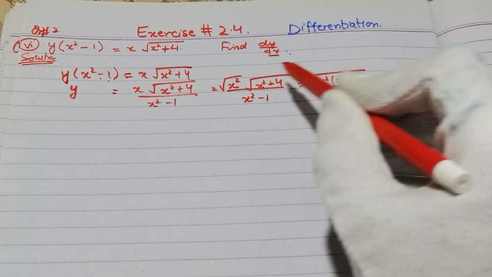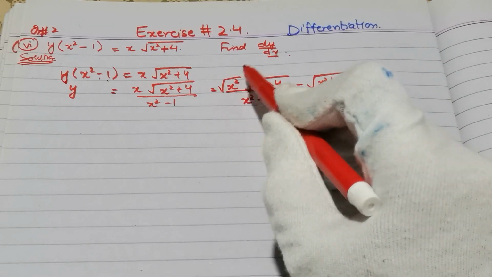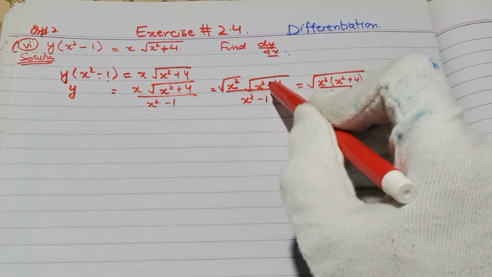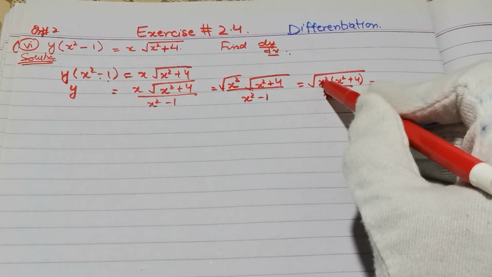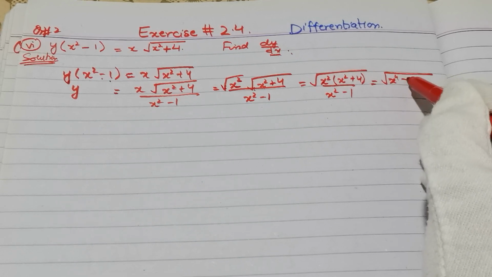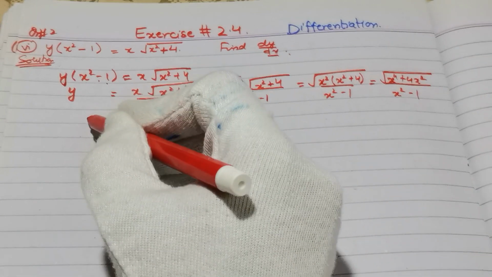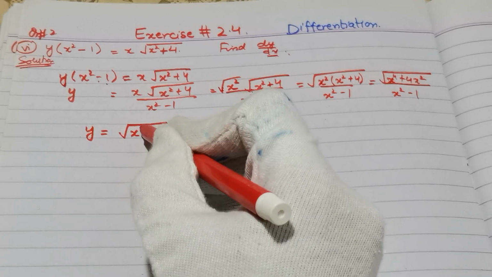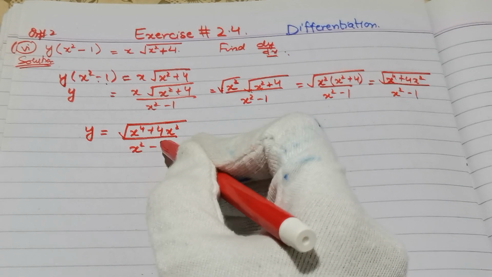Now we'll take them in one root. These are two roots, 2 and 1 by 2 cancel each other. Now we combine these two by taking these two terms in one square root. So now we will multiply these two, and we will get x to the 4 plus 4x square divided by x square minus 1. Now our equation becomes y is equal to under root x to the 4 plus 4x square divided by x square minus 1.